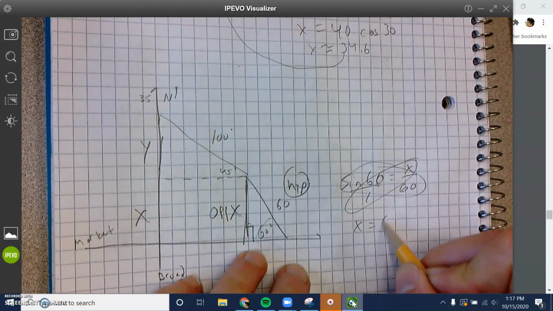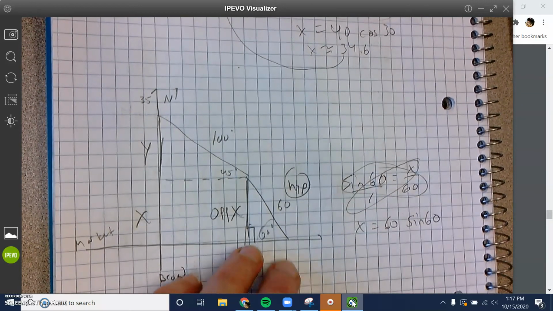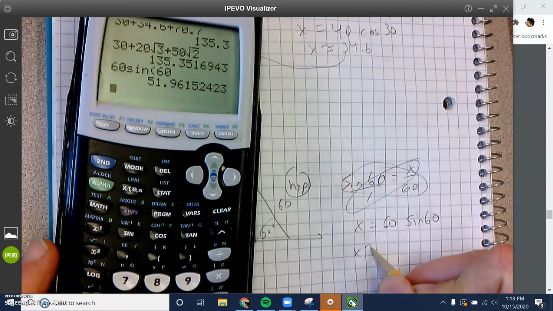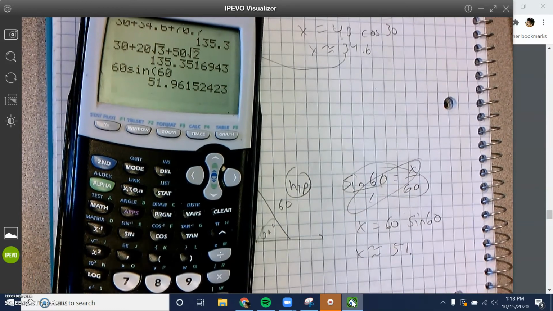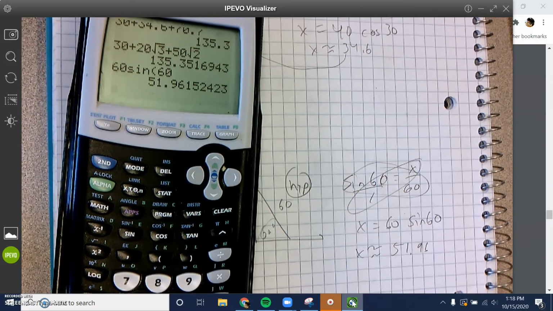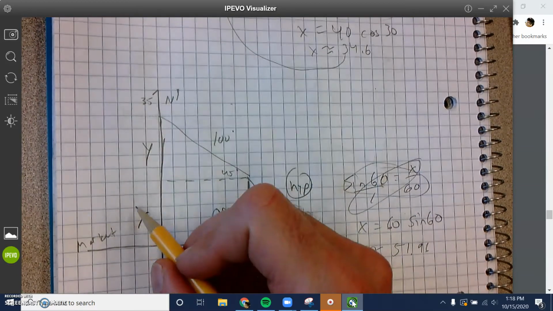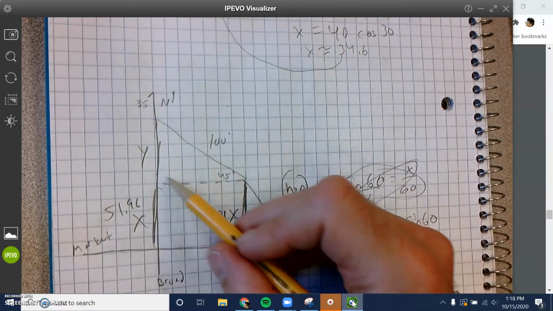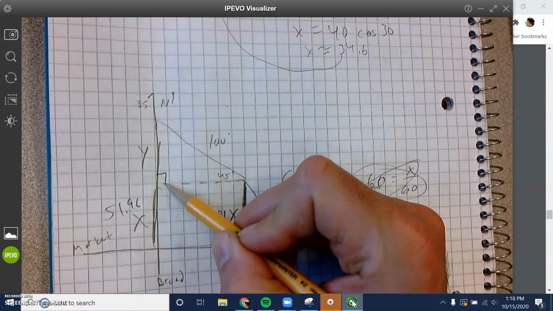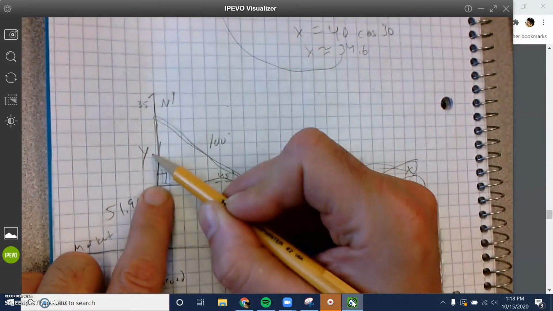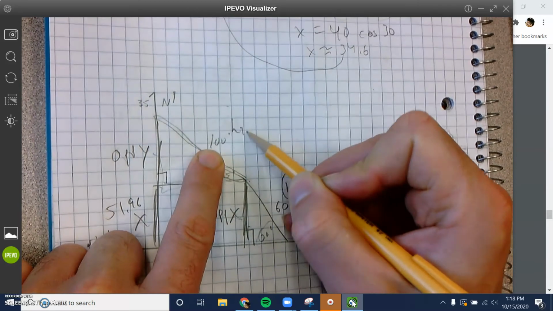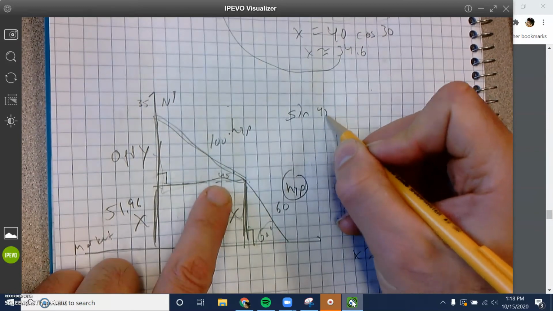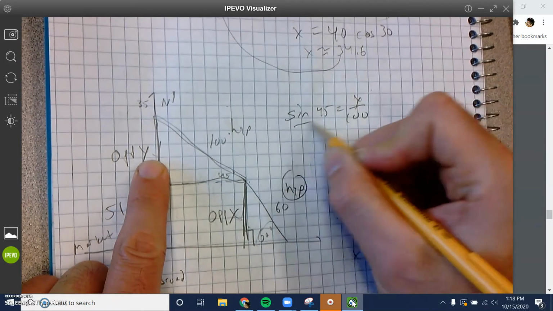X equals 60 sine 60, so X is approximately 51.96. So 51.96 is this one, and this distance is the same. Now I need this. Let's label it. This is a right angle, and this is the triangle I'm looking at. This is the opposite, and this is the hypotenuse. What are you going to use? Sine again, because you have opposite over hypotenuse. Sine of 45 equals y over 100.